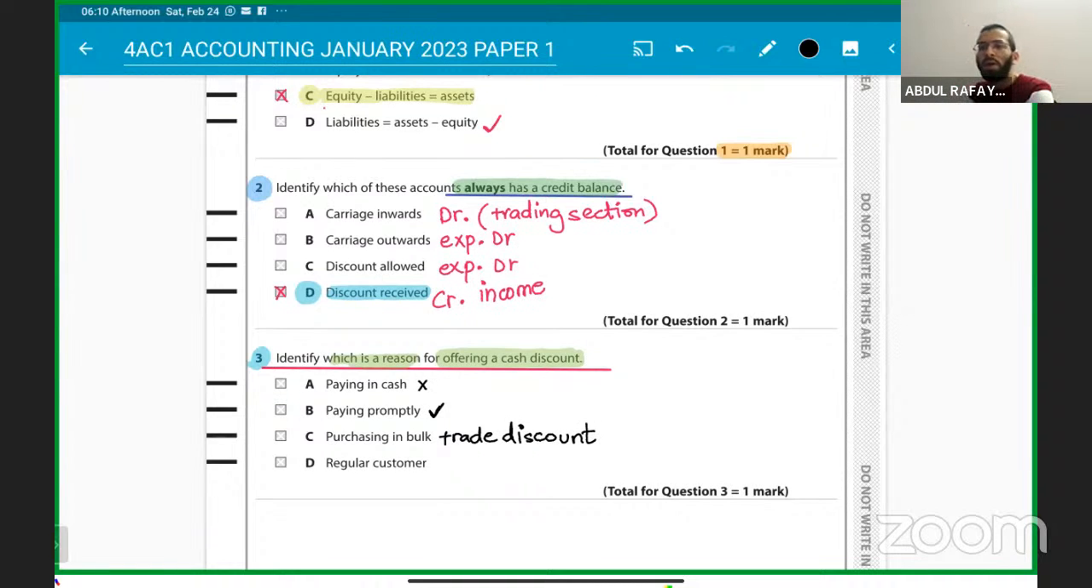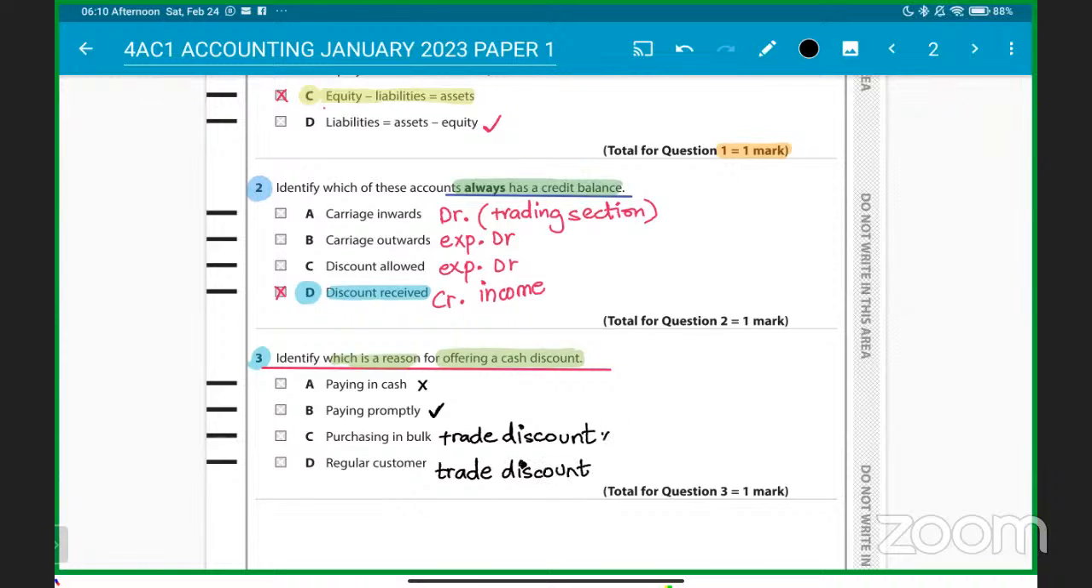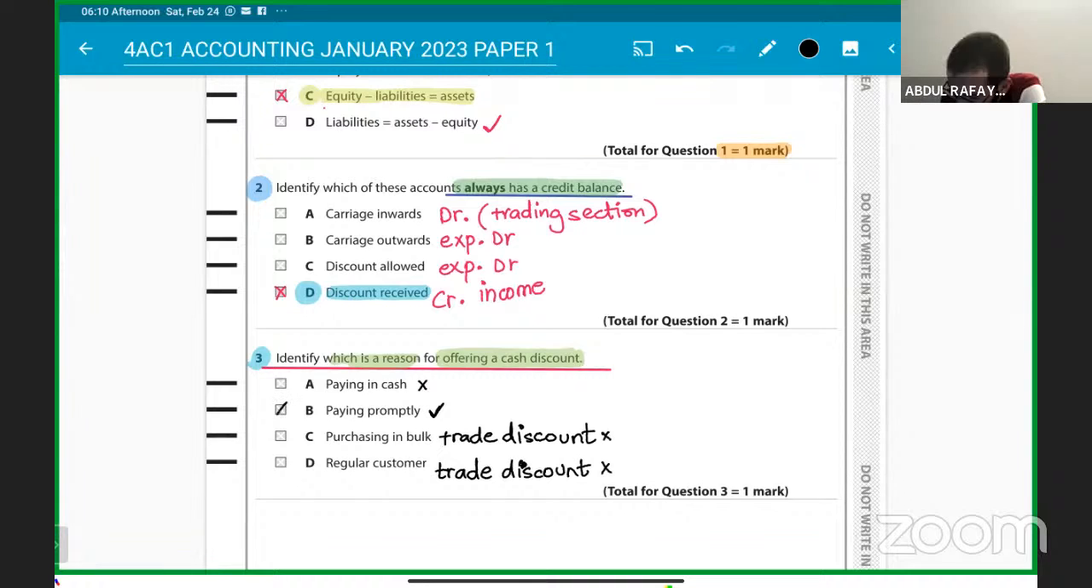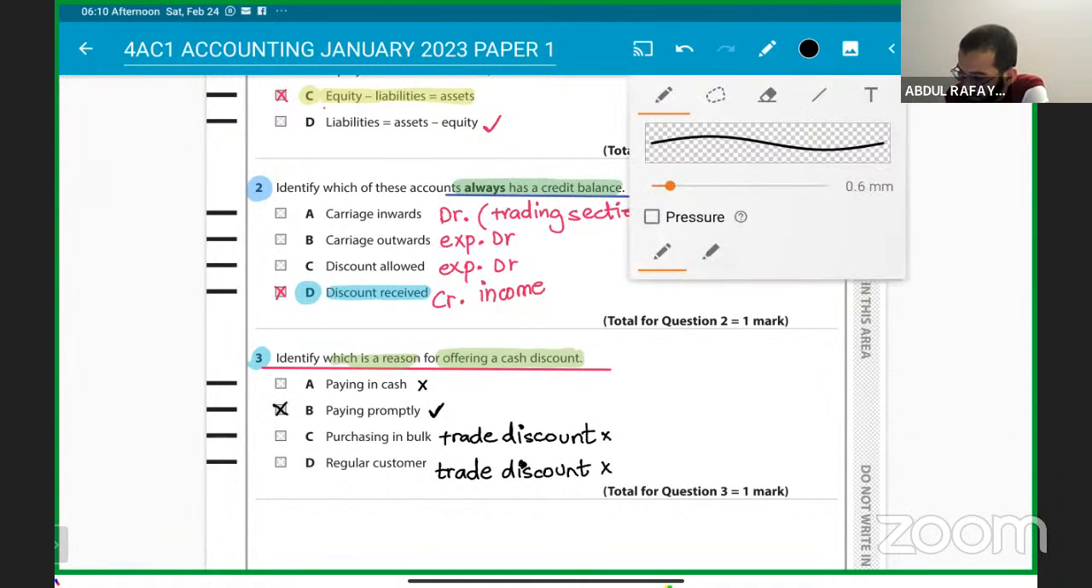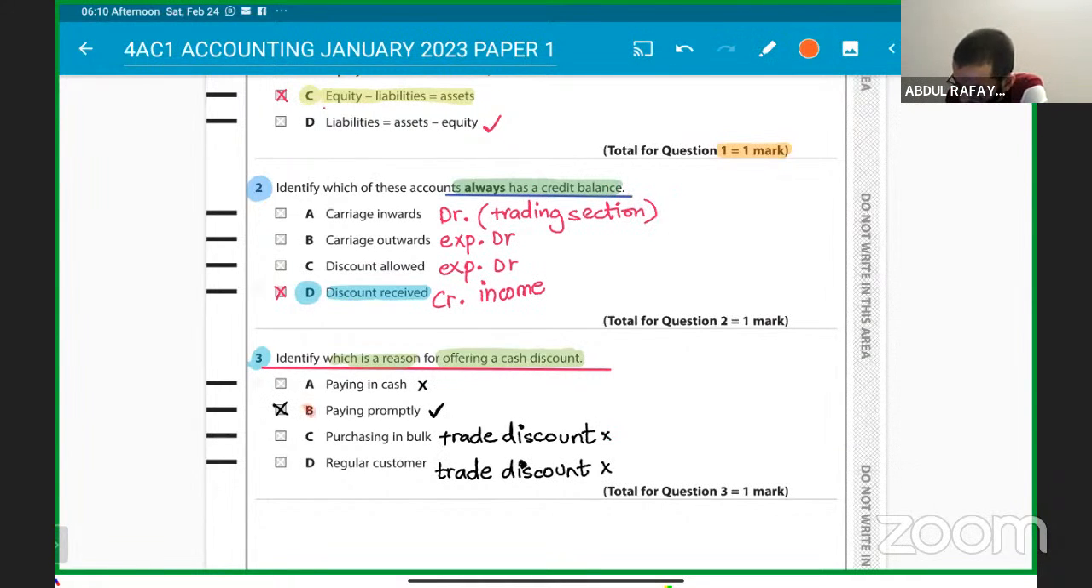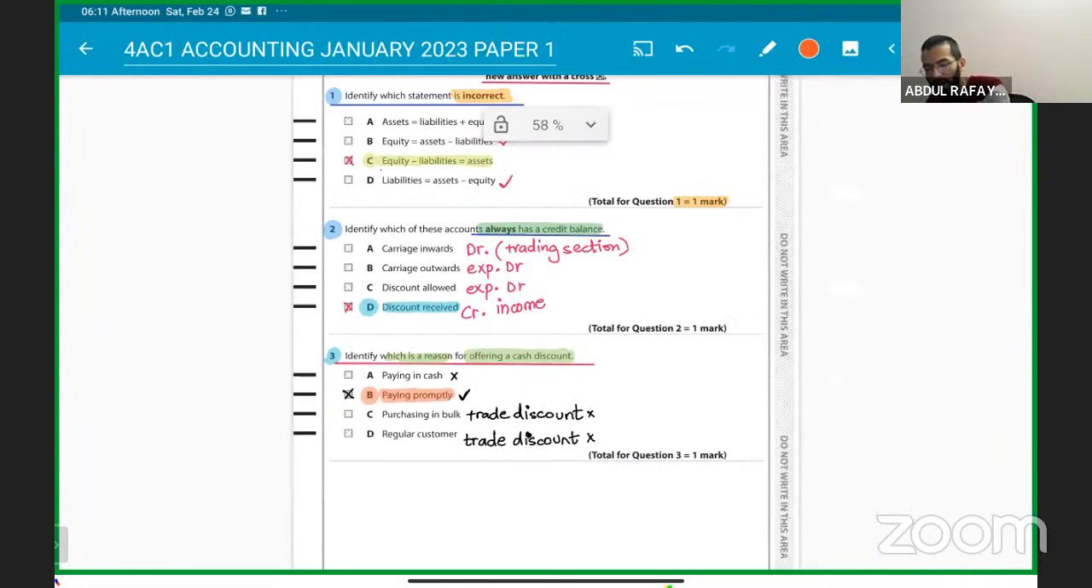When you are purchasing in bulk quantity, you will be offered a trade discount. If you are a regular customer, you will still get a trade discount, not a cash discount. So these are not the reasons. B is the reason, so put a cross mark over the others. B is the answer. When you are paying promptly, that is the reason for getting a cash discount.